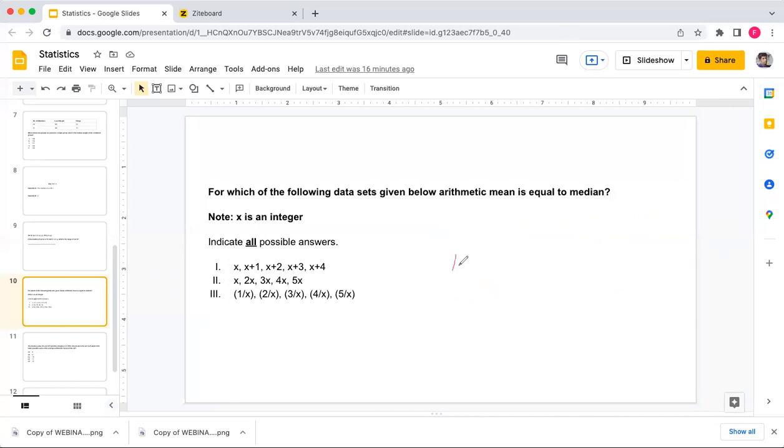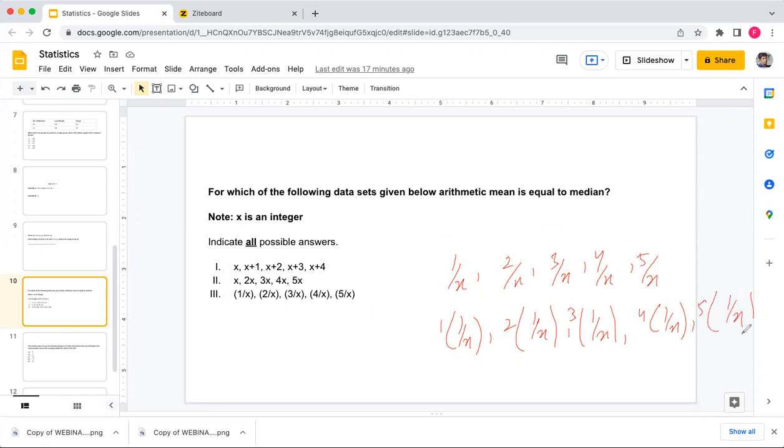Now see the last one, 1 over x, 2 over x, 3 by x, 4 by x, and 5 by x. If you see closely, this is again 1 into 1 by x, 2 into 1 by x, 3 into 1 by x, 4 into 1 by x, and 5 into 1 by x. We have some value 1 over x, and these are consecutive multiples of that value. And that's why these are also evenly spaced. Take any value for x, any integer value, you will get the idea that these are evenly spaced. So let's remember, if you are given consecutive integers or consecutive multiples having a common difference, in all those cases, you will get that the arithmetic mean is equal to the median.